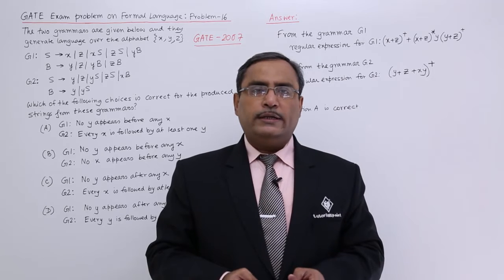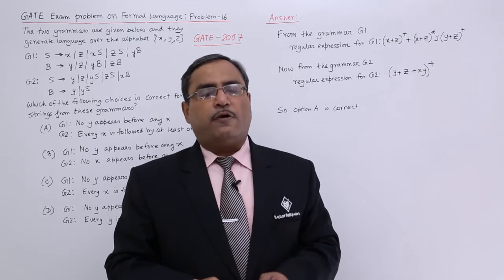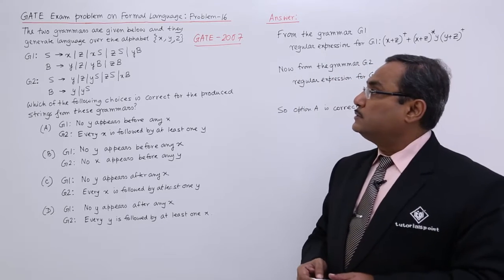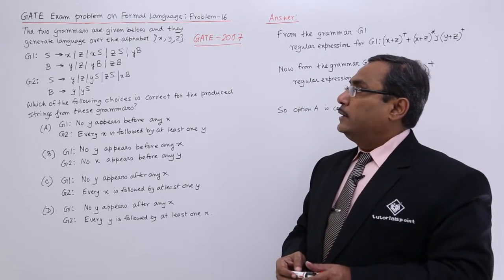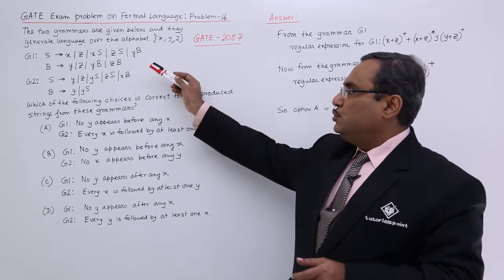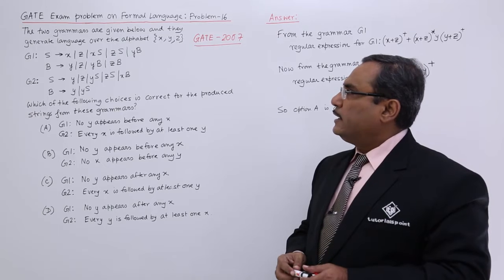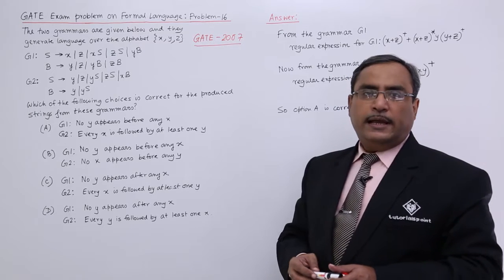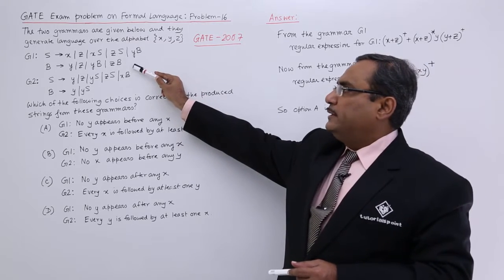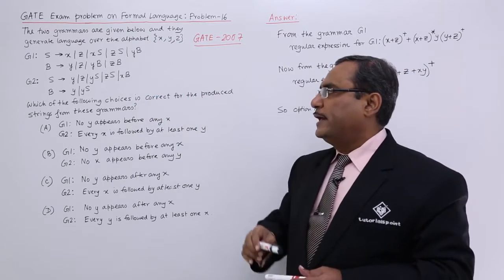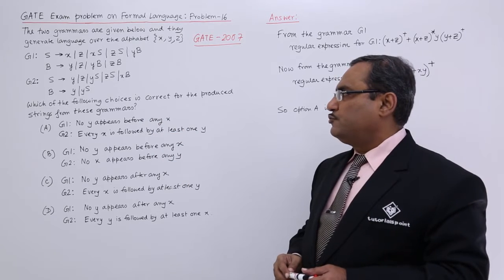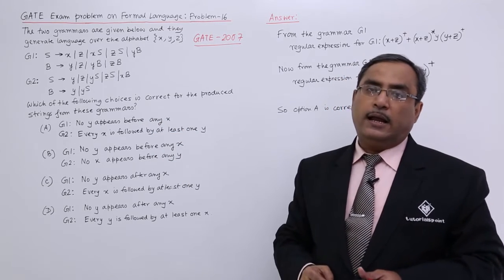In this session, we are discussing another problem on formal language, and this problem came in the GATE exam 2007. Okay, now what is the problem? The two grammars are given below, G1 and G2, and they generate languages over the alphabets X, Y and Z. G1 has the production rules like this one, and G2 has the production rules like this one.